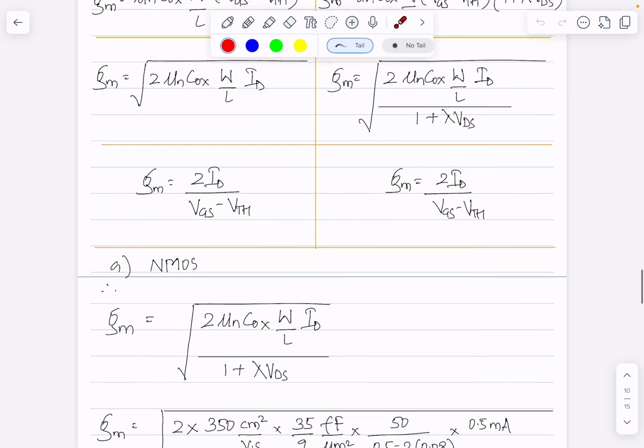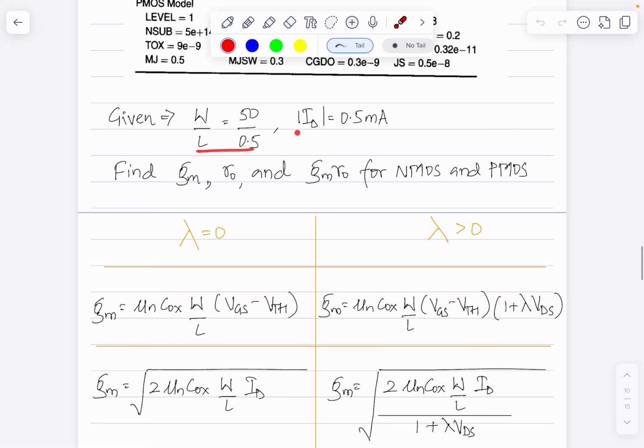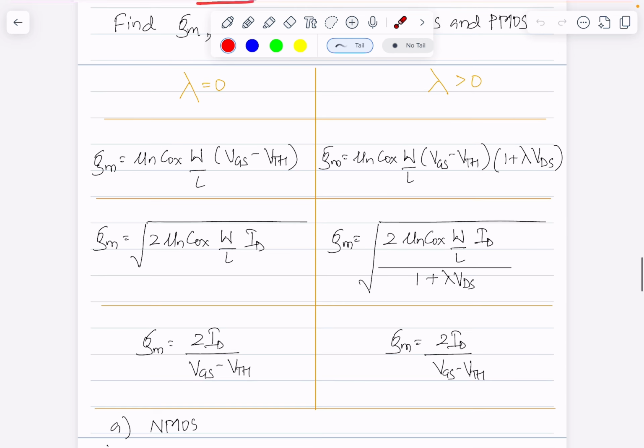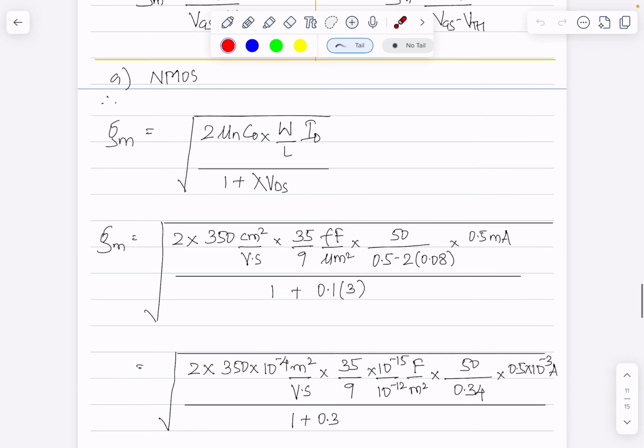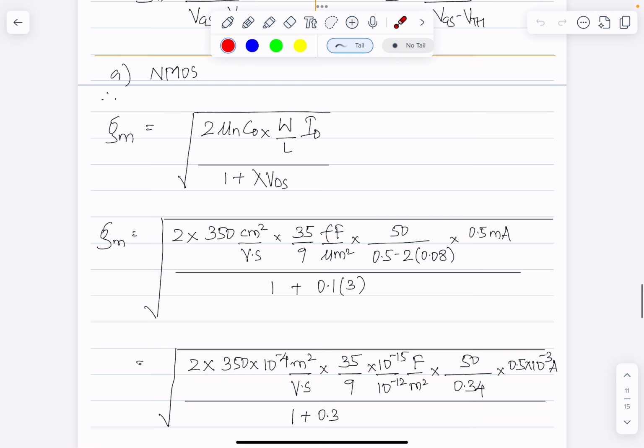All right. Since we are given W/L and ID, I'll go ahead and use the second equation because I can use W/L and ID here. Now for NMOS, I'm considering the channel length modulation here, so I'll be using this equation: gm equals the square root of 2 mu n Cox W/L ID over (1 plus lambda VDS).